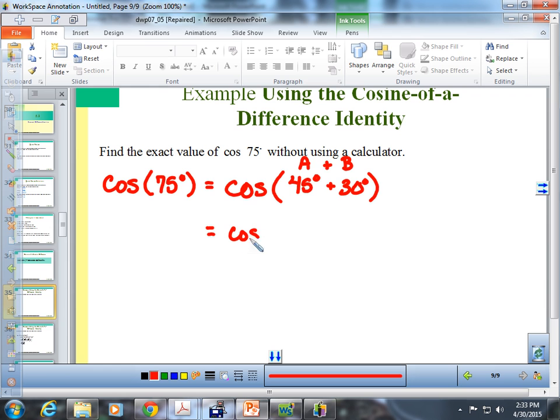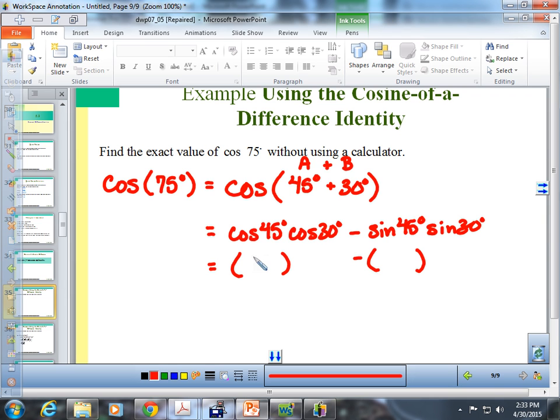Cosine of 45 times the cosine of the 30 minus the sine of both of them. Sine of a 45, sine of a 30. I know all four of those function values. Sine and cosine of a 45 is what? Radical 2 over 2.